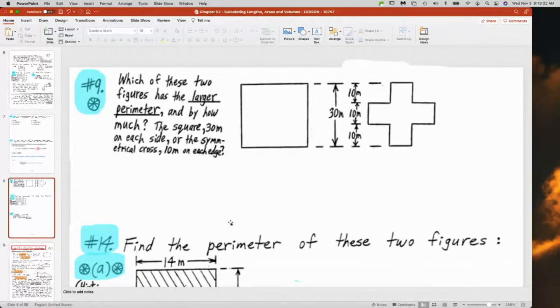So I'll give you a little bit of time to think about this one. I want you to think about which of these two figures here, the plus sign or the square, which of those figures has the larger perimeter? So let me know in the chat. You can say square or plus if you believe that one of them is larger. Okay, some more people in the chat. I want to see some answers. Some predictions.